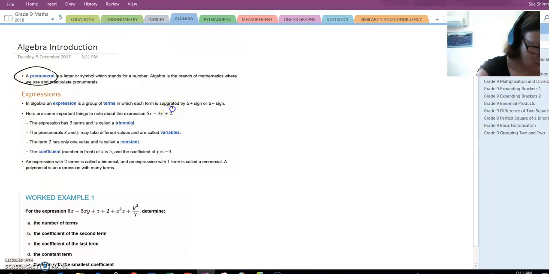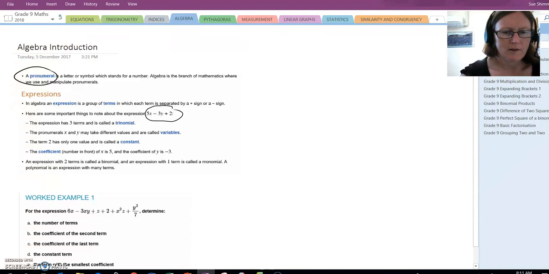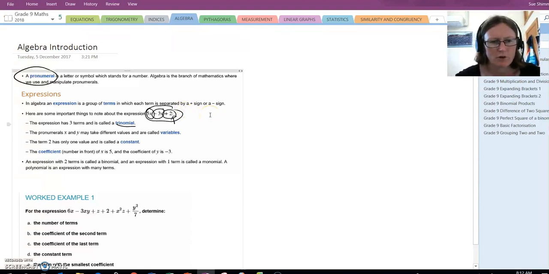Here, 5x subtract 3y adding 2. We call this a trinomial because it has three terms: 1, 2, 3. So that's known as a trinomial. The pronumerals x and y may take different values, and they're called variables. At the end here, the term 2, we call it a constant as it has no pronumerals with it.